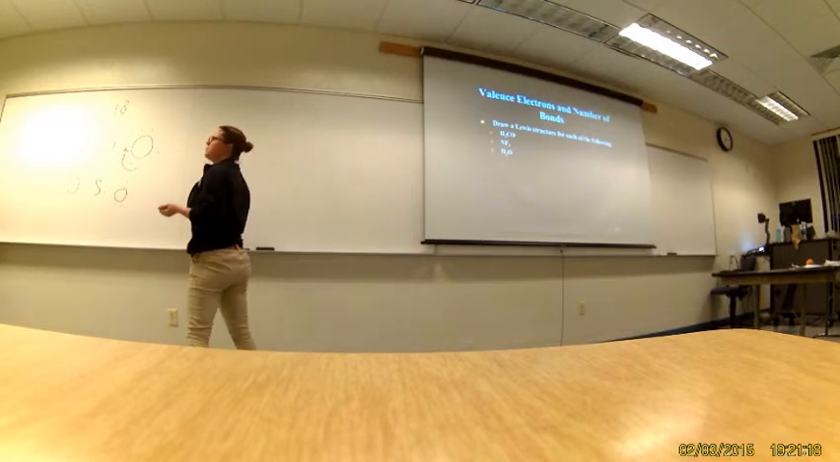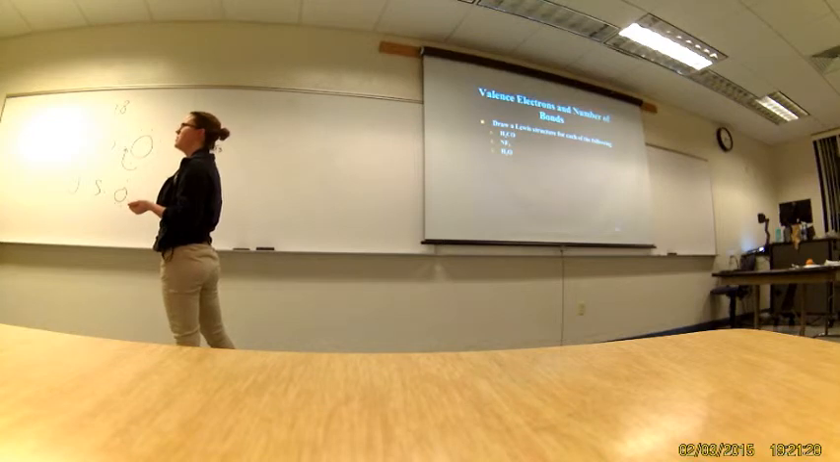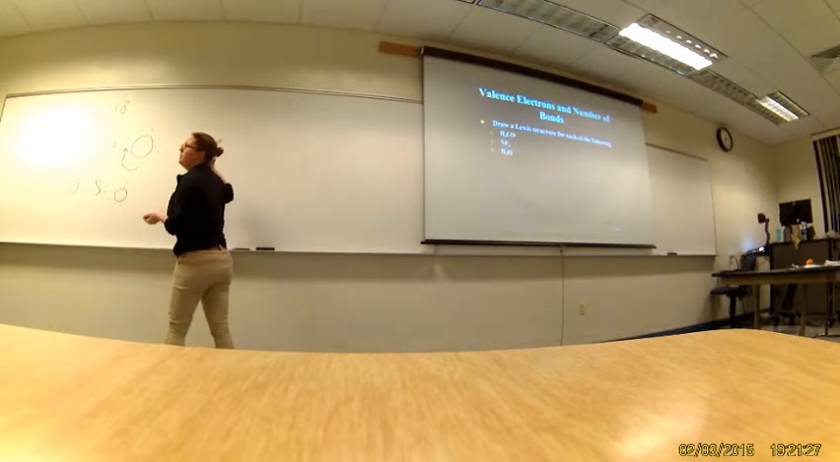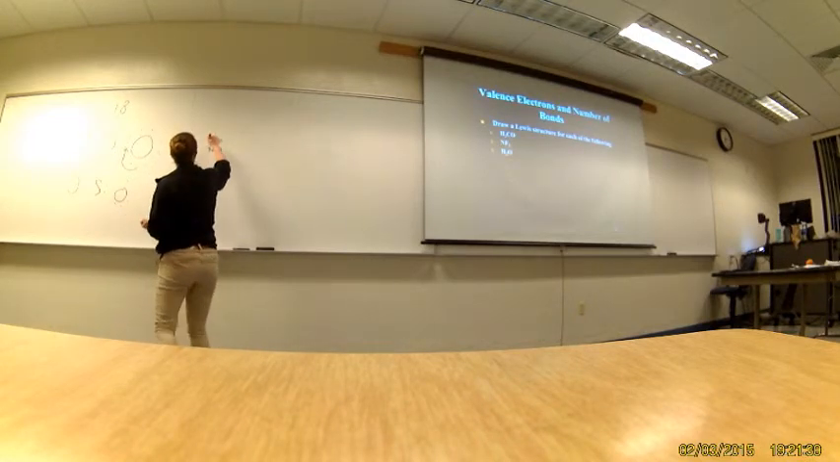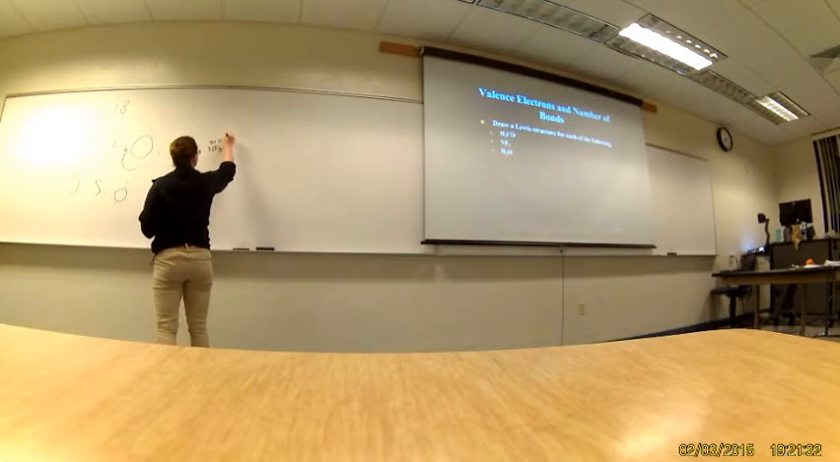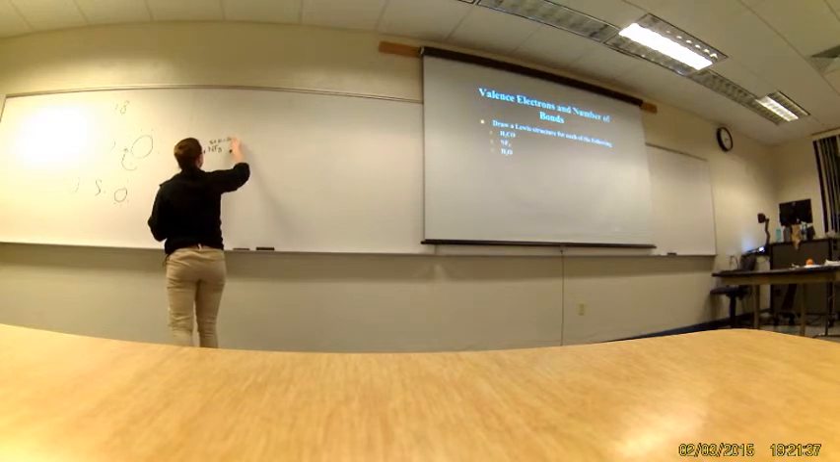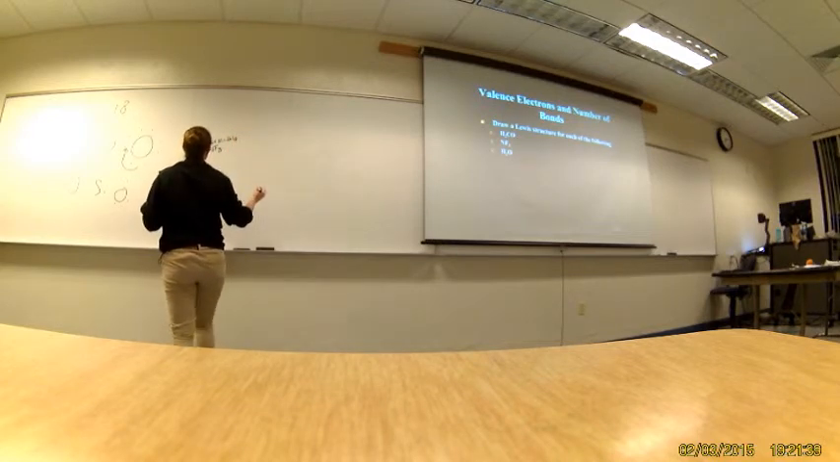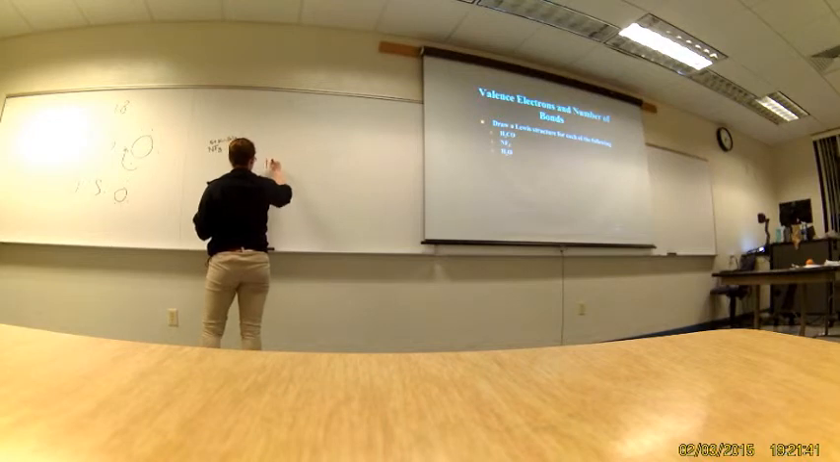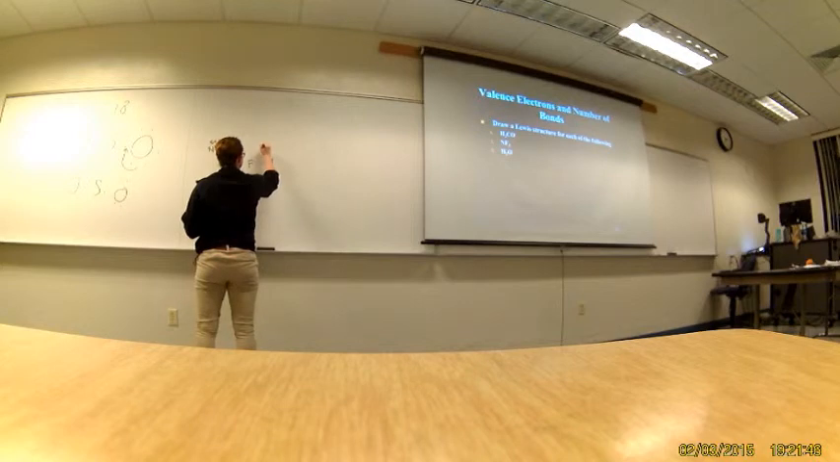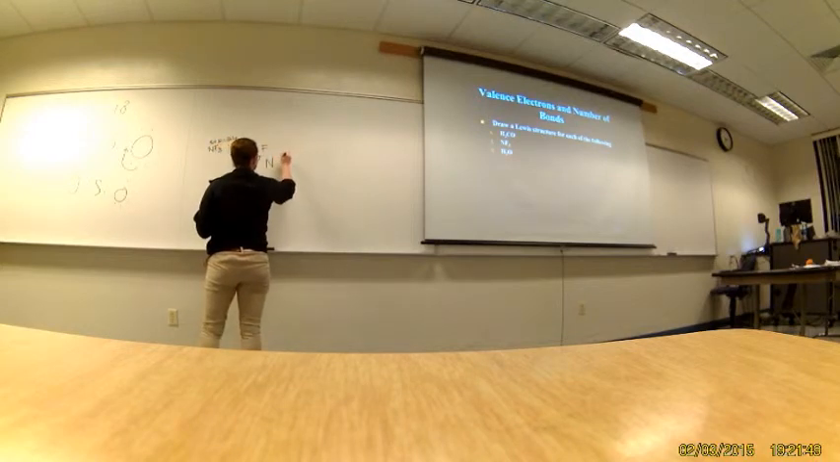So if you think about it, 5 times what, 7, right? 7 times 3 would be 21. Nitrogen would be 5. 5 plus 21, 26, sorry. Alright, so 26.